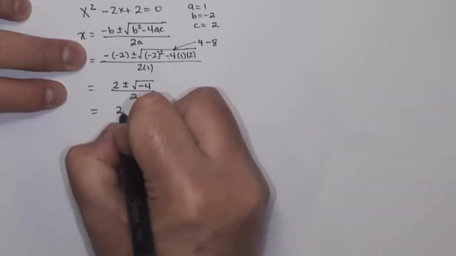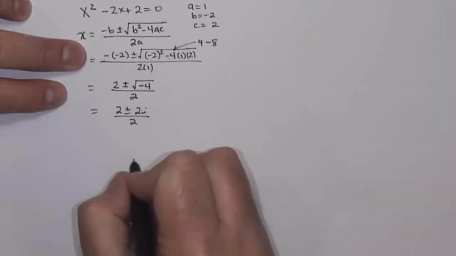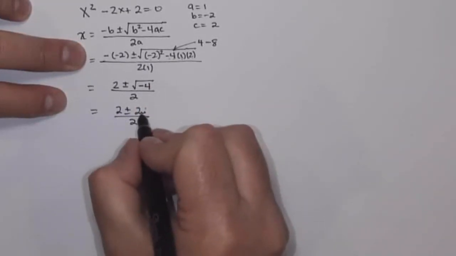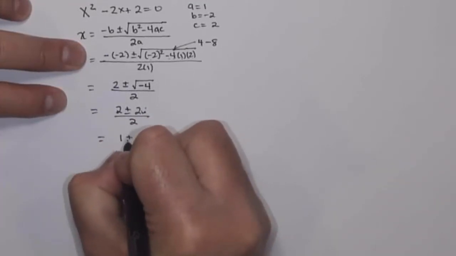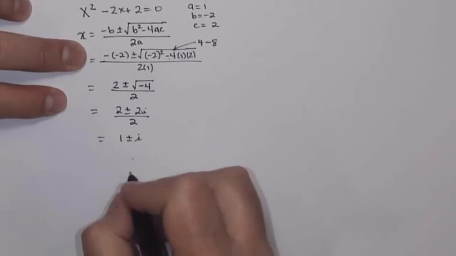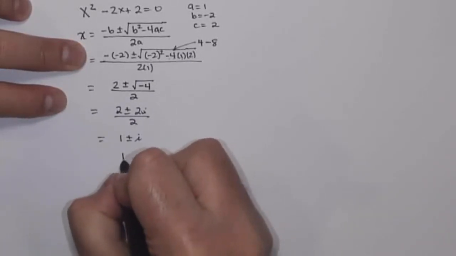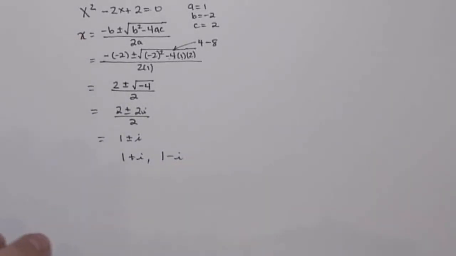Well, the square root of negative 4 is 2i. So I have 2 plus or minus 2i. And both 2 and 2i can be divided by 2. 2 divided by 2 is 1, plus or minus 2i divided by 2 is i. So what we really have there are two things, 1 plus i and 1 minus i. Those are our other two zeros.